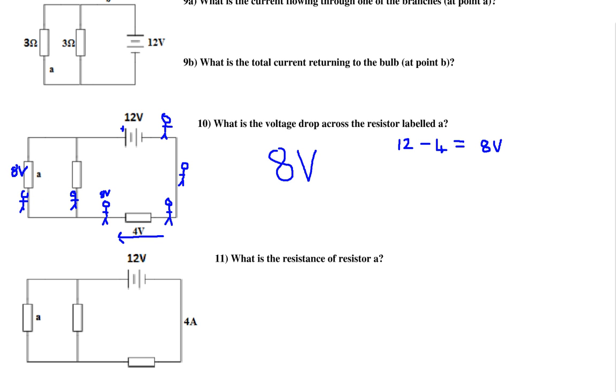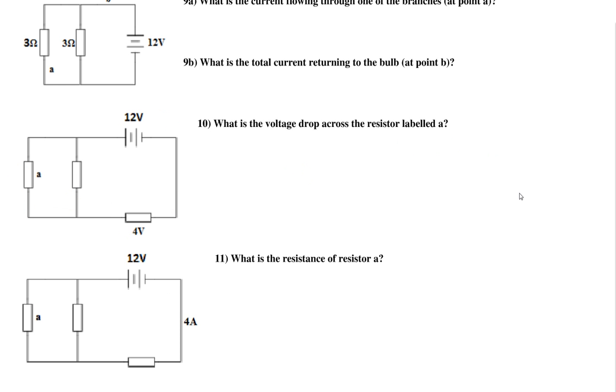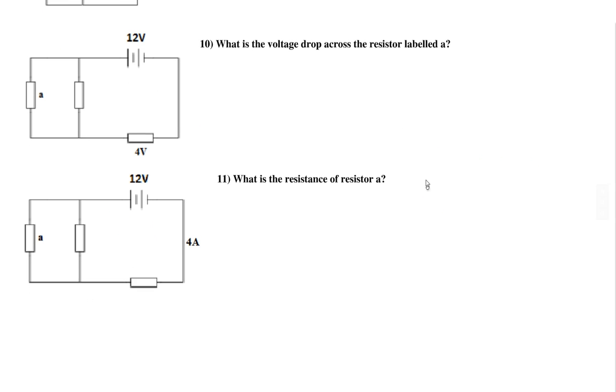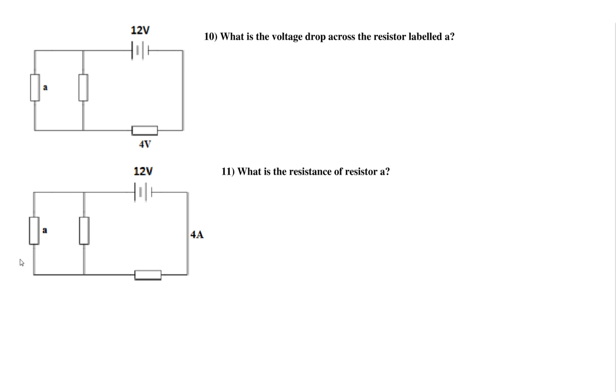Alright, we've got one more to go. Just scroll up a little bit before we do that. What is the resistance of resistor A? Ooh, okay, a little tricky one here. So I do my formula. Okay, and we go resistance. Alright, so I should do the triangle V I R. V always at the top.